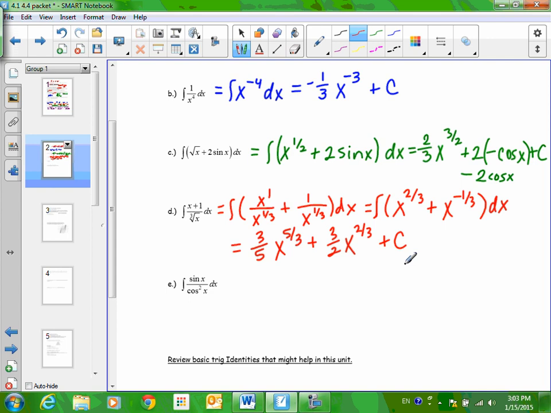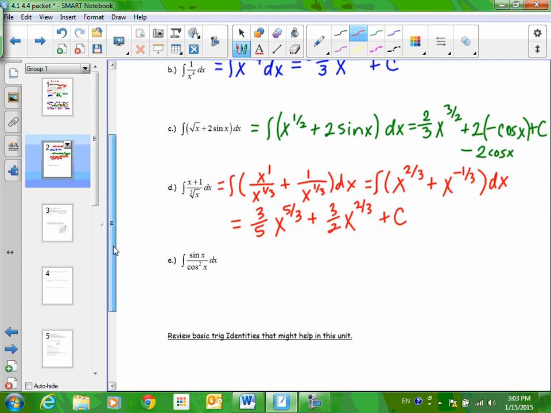Now, when you check something like this, if you check the derivative, it won't give you what you started with. It'll give you here. So you have to make sure you're doing these beginning algebra steps right. There's really no way to check that.